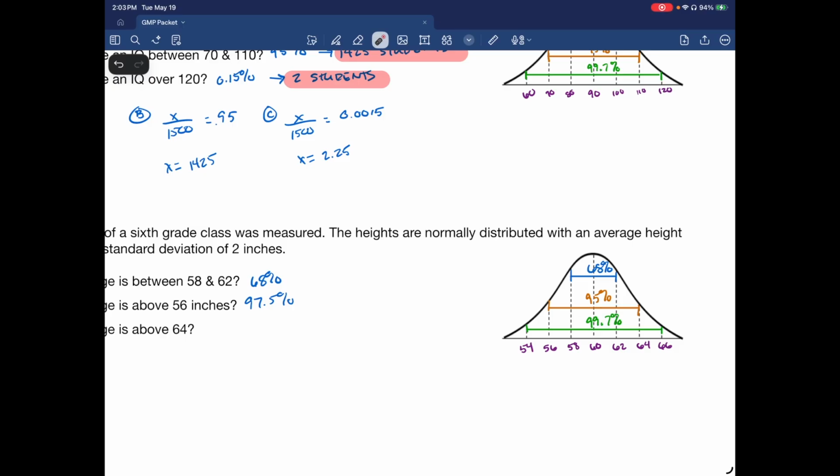And then the last question says above 64. So we just kind of did this. Like a while ago we had this, and this piece was 2.5%. Now we're asking for this, and this is 2.5%. So 2.5%.